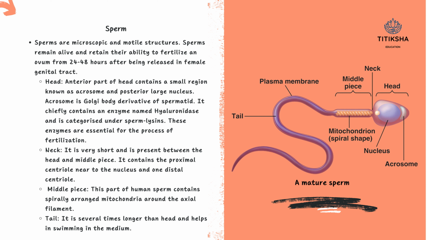Neck. It is very short and is present between the head and middle piece. It contains the proximal centriole, near to the nucleus, and one distal centriole. Middle piece. This part of human sperm contains spirally arranged mitochondria around the axial filament. Tail. It is several times longer than head and helps in swimming in the medium.